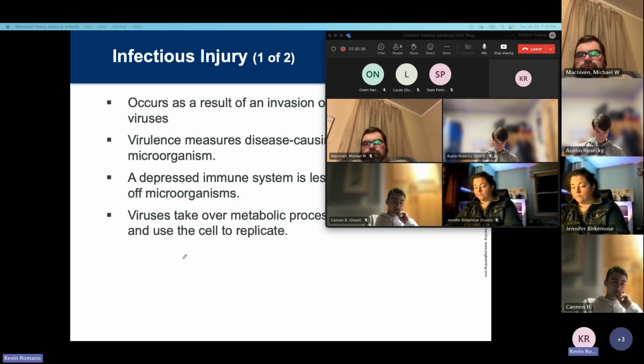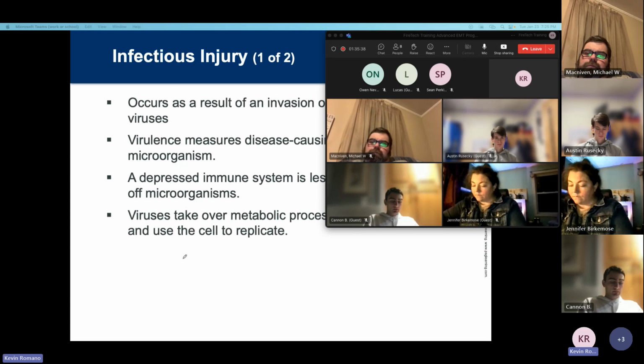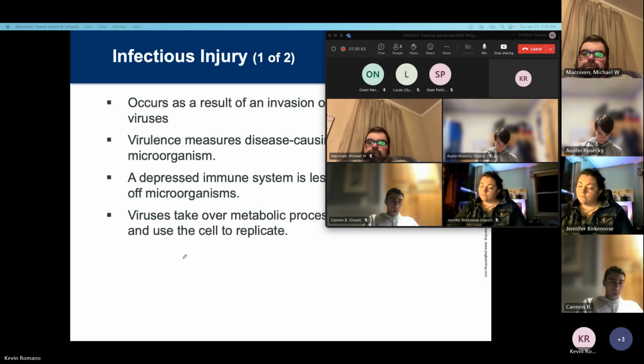So the infectious injury occurs as a result of an invasion of bacteria, fungi, or viruses, right? Virulence measures the disease-causing ability of a microorganism. A depressed immune system is also less capable of fighting off microorganisms. So patients that have low white blood cell counts, those are your immunocompromised patients, those with a depressed immune system.